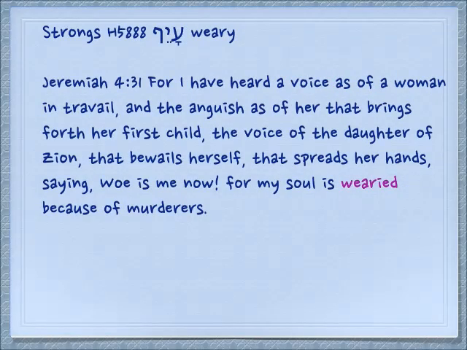We also see once this form ayef. Now ayef is the modern Hebrew word for being tired. It appears to be a metathesis. We talked about that in a different video, and I'll link that below, where sometimes two letters will change places. Jeremiah 4:31. For I have heard a voice as of a woman in travail, and the anguish of her that brings forth her first child, the voice of the daughter of Zion that bewails herself, that spreads her hands, and saying, Woe is me, for my soul is wearied because of murderers.